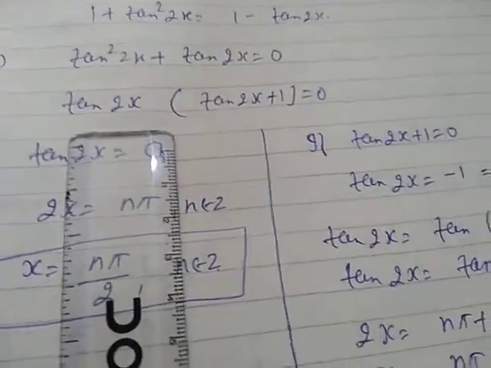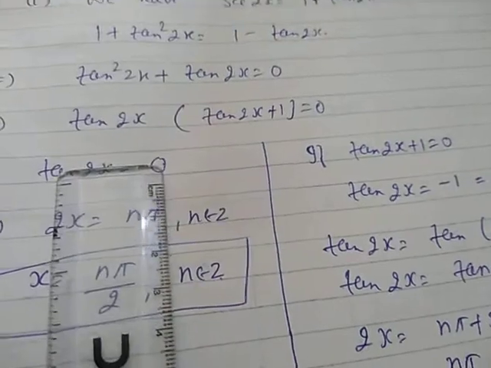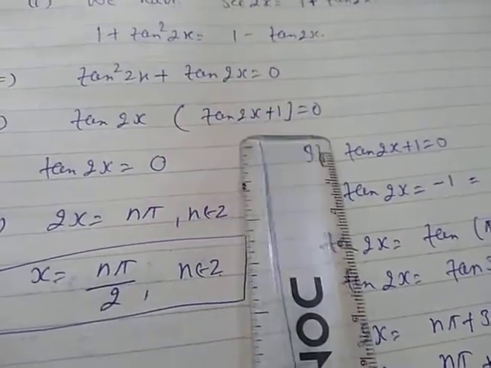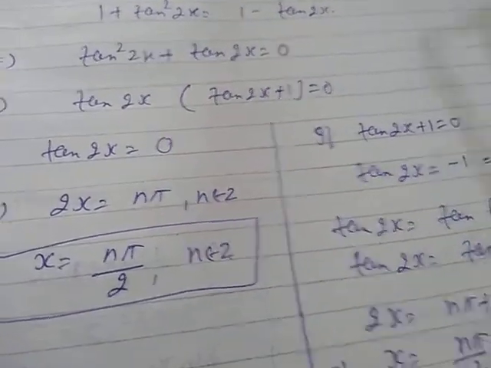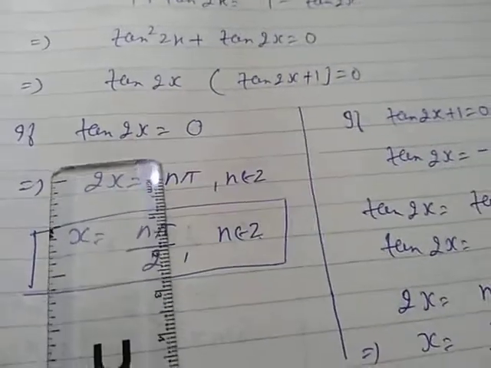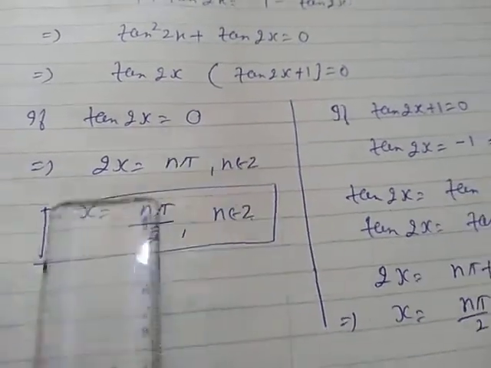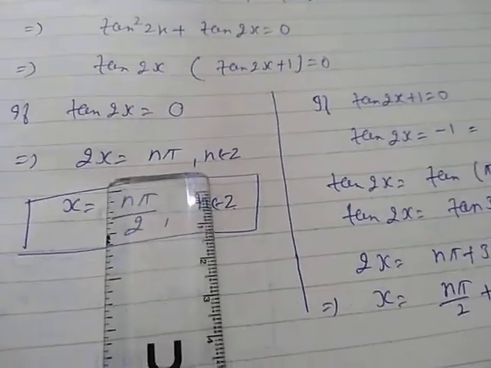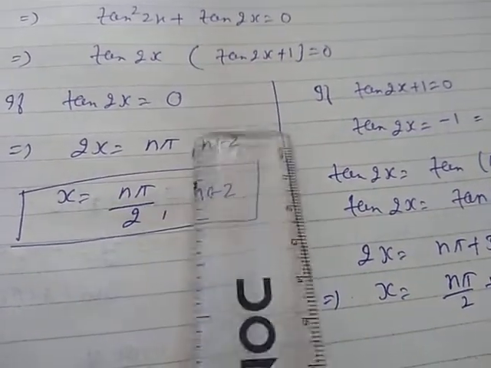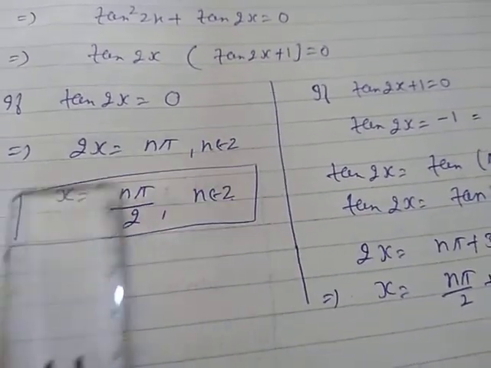Here we can take tan 2x as common. So tan 2x common, 1 plus tan 2x is equals to 0. There are two factors. If tan 2x is equals to 0, then 2x is equals to n pi. That means x is equals to n pi by 2. This is the first general solution.